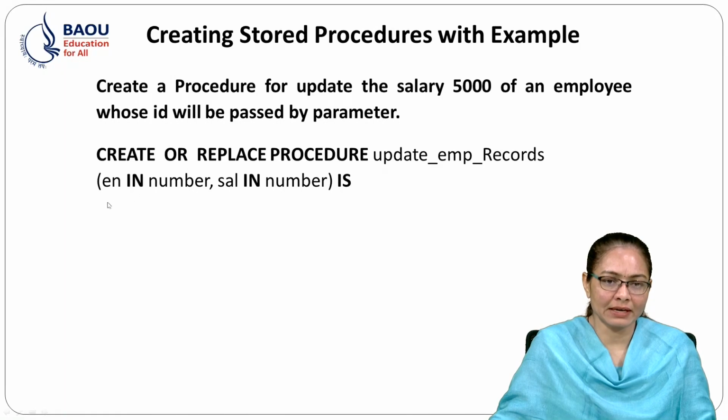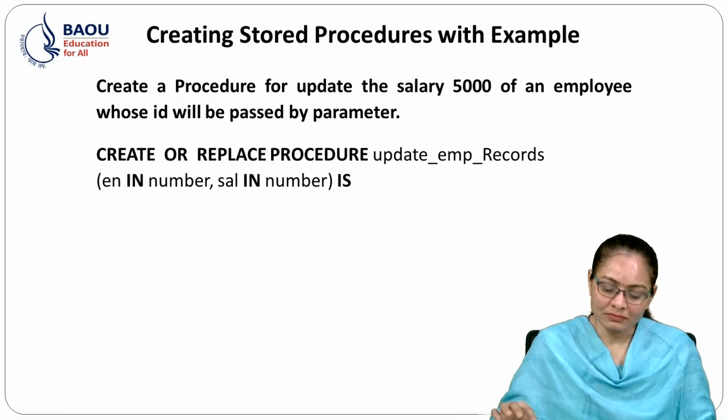EN is a variable name. IN is a parameter mode which is used to accept the value, and then NUMBER is the data type. Same as the salary. SAL is a variable name. IN is a parameter mode which is used to accept the value from the user and store it in salary, and then it is defined as a NUMBER. Then IS. For accepting the value, both variables EN and SAL are defined as IN parameters.